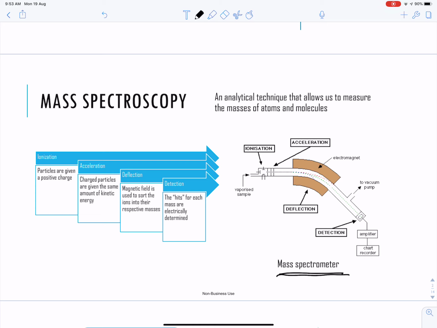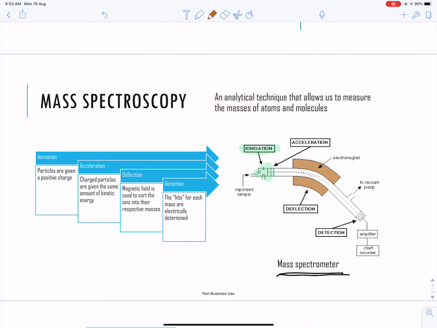The process occurs in four major steps. The first one is ionization. Here the sample is vaporized and electrons are removed from the particles to give them a positive charge. This is important because a magnetic field has no effect on neutral particles.